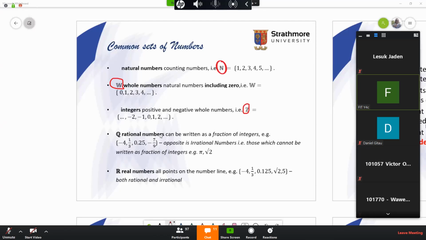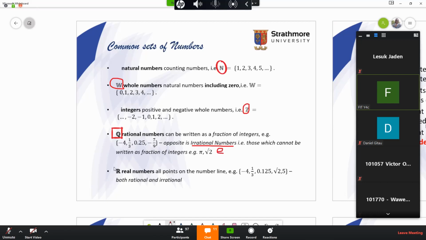Then the set of all rational numbers. These are numbers written as fractions of integers. They are usually represented by a Q. And the opposite is irrational numbers, those which cannot be written as fractions, like pi, the root of 2, and other numbers like e, which we are going to use a lot.